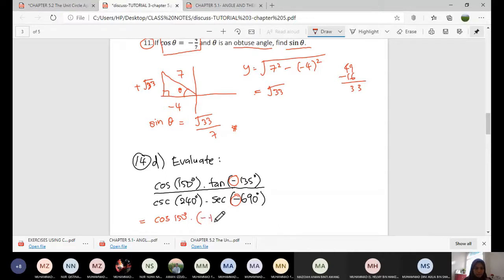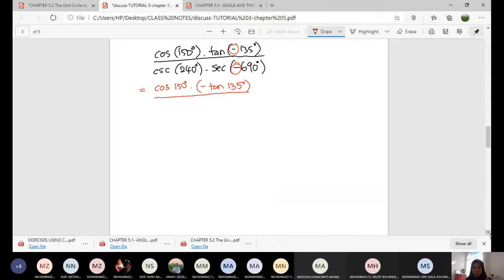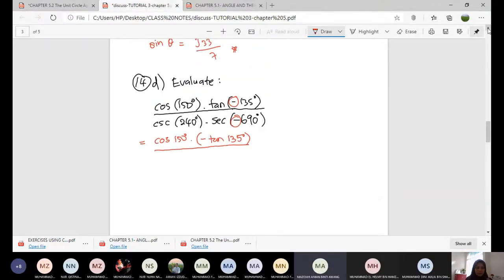So negative, right? Negative tangent 135 degree, and over cosecant, which is 1/sin. Okay, you can simply use the reciprocal. If you don't want to, it's okay, it's up to you. So 1/sin or cosecant 240 degree, times, for secant it is positive.